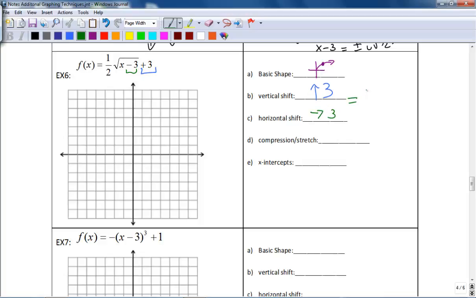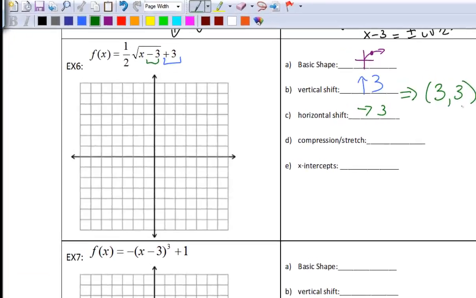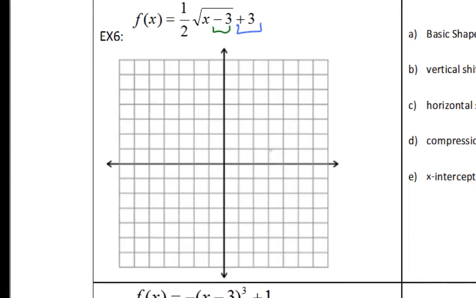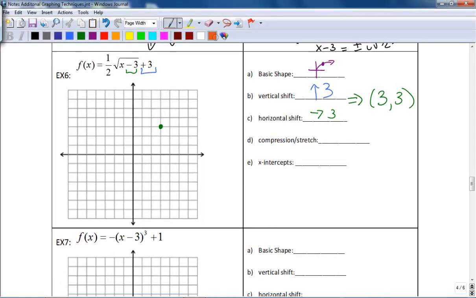What's the new vertex for this? Well, the new vertex, opposite of a negative 3, would be a positive 3, and then positive 3. So the new vertex for this function is right 3, and then up 1, 2, 3. Right there. Compression stretch. Do I have one? Am I multiplying the function by something? I am. I'm multiplying the function by a half. So my compression stretch is 1/2.